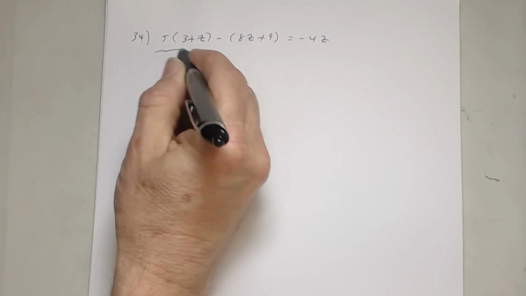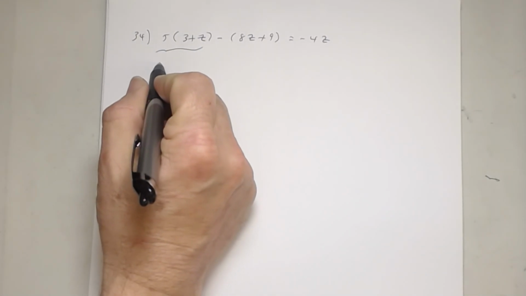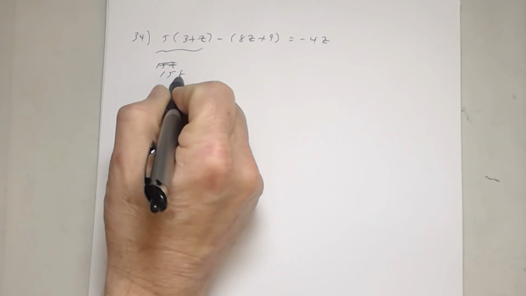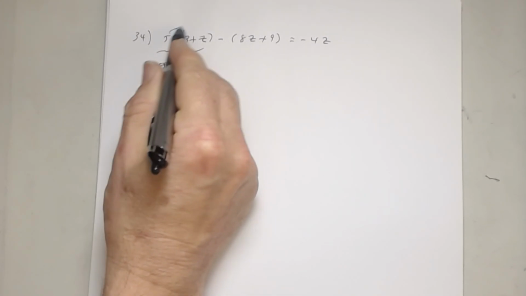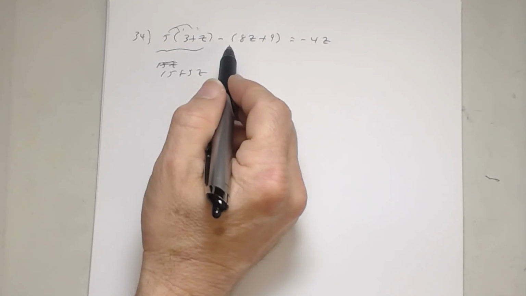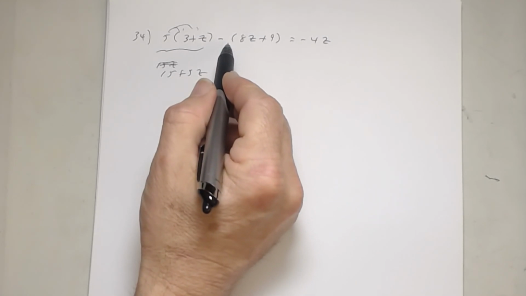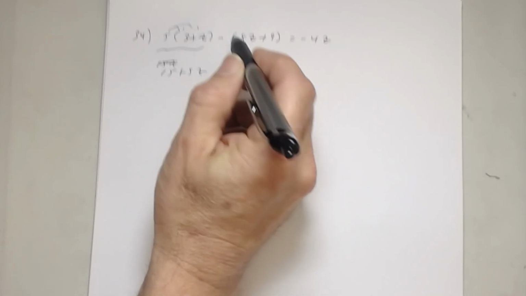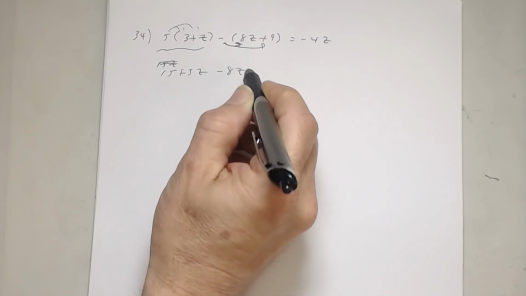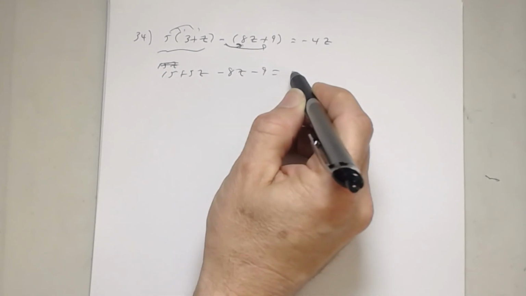You're probably going to be okay with the first one. What is this going to be? 15 plus 5z, right? Now a few of you may mess up here and not remember what to do. What do you distribute here? Negative 1. So what does that become? Minus 9, good. And that's equal to negative 4z.